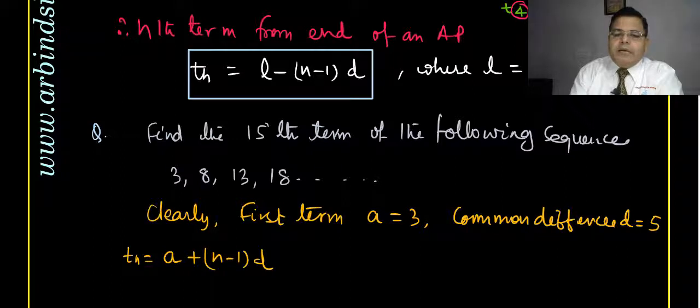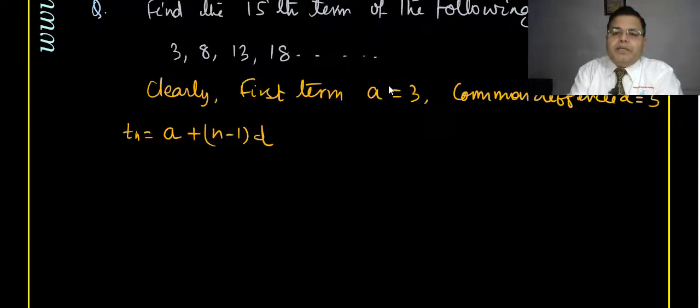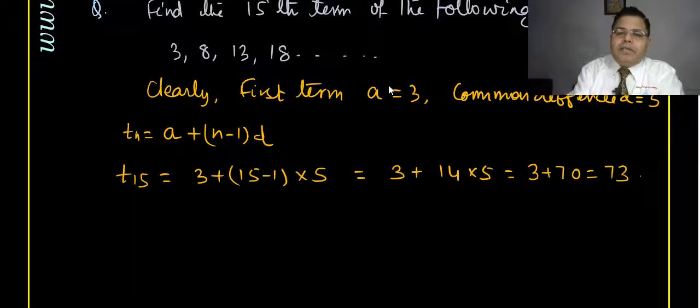So in place of n, we can put 15 because we want to find the 15th term. Therefore, the 15th term is A, which is 3, plus 15 minus 1, that is 14, and d is 5. So 3 plus 14 into 5, that is 70, and 70 plus 3 is 73. So that will be the answer.